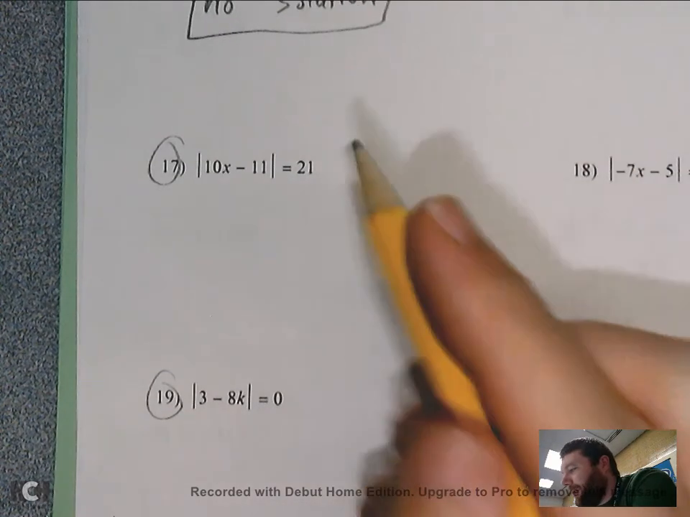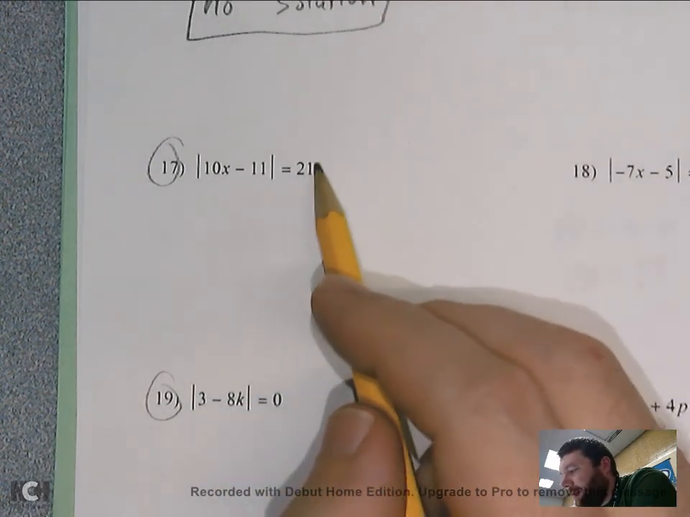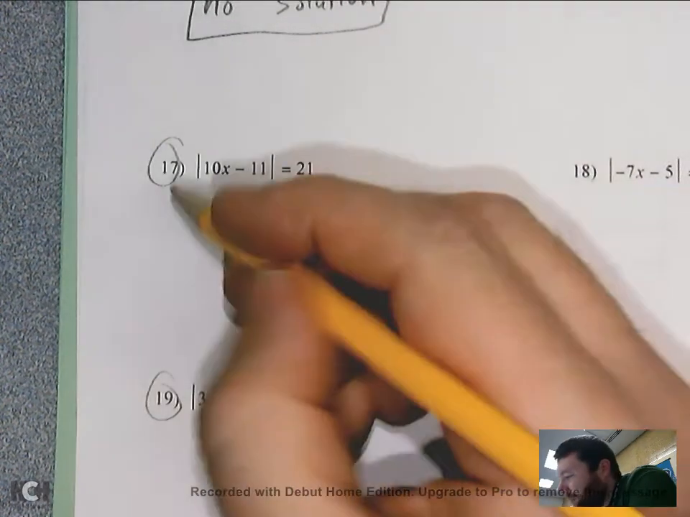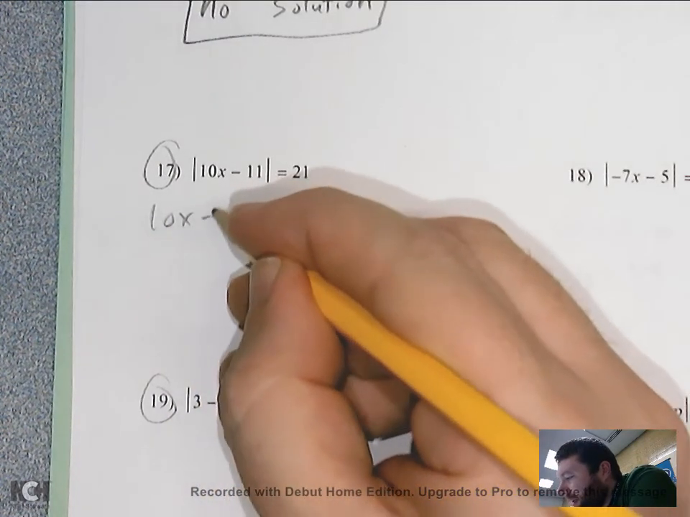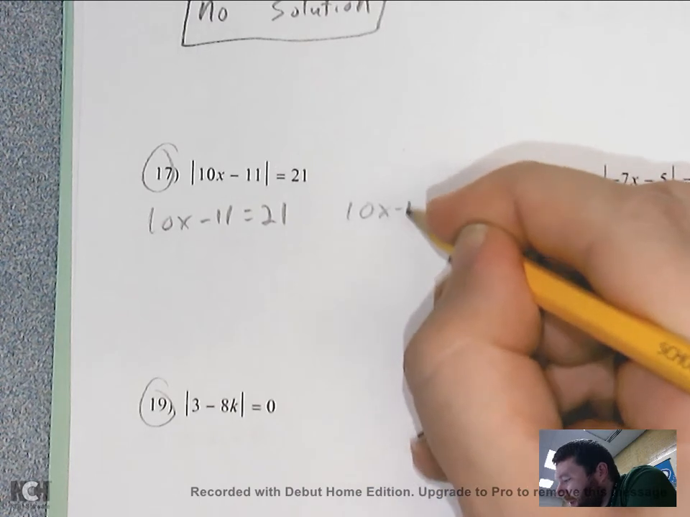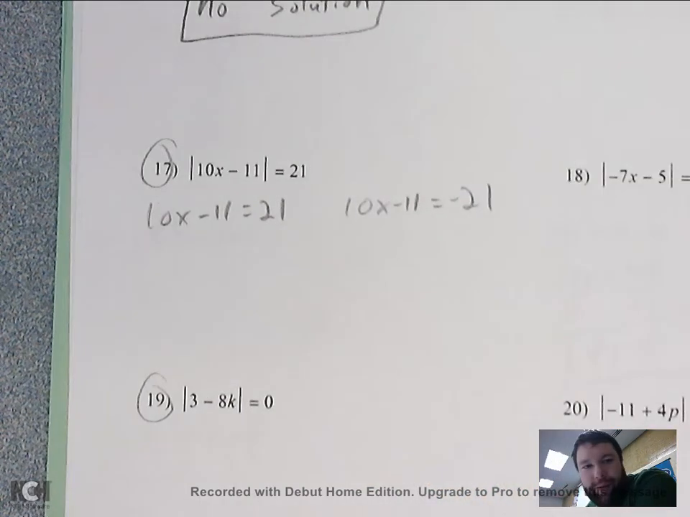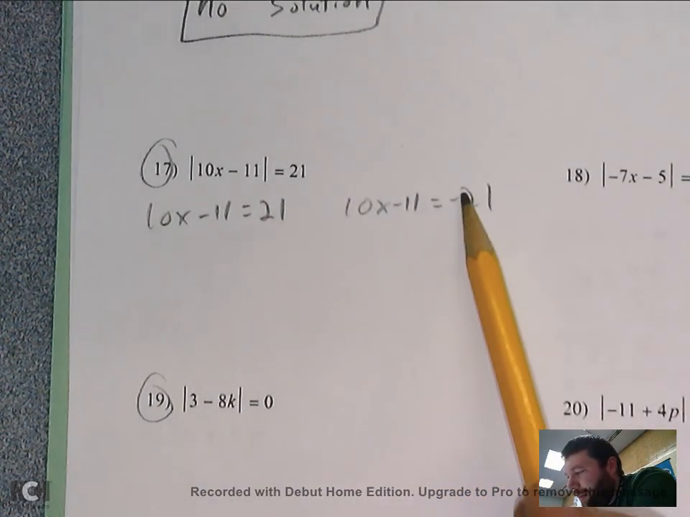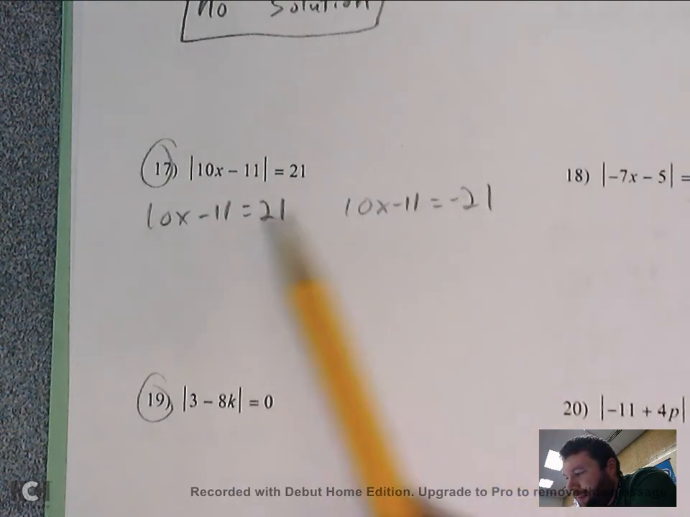Let's look at this one. This one, absolute value of 10x minus 11 is equal to 21. So this is where we can split it. 10x minus 11 equals positive 21, or 10x minus 11 could equal a negative 21. It's basically just rewriting it with the number on the other side of the equal sign, positive, negative. And then you solve it, right?